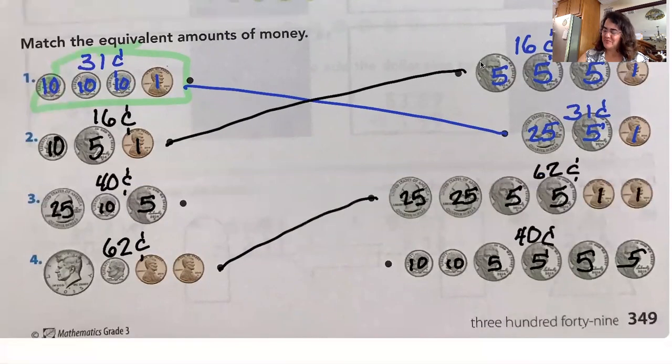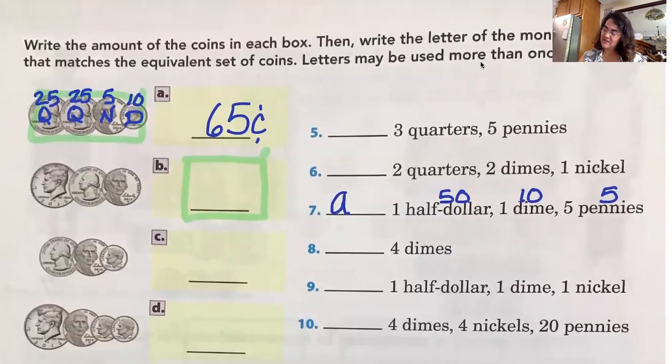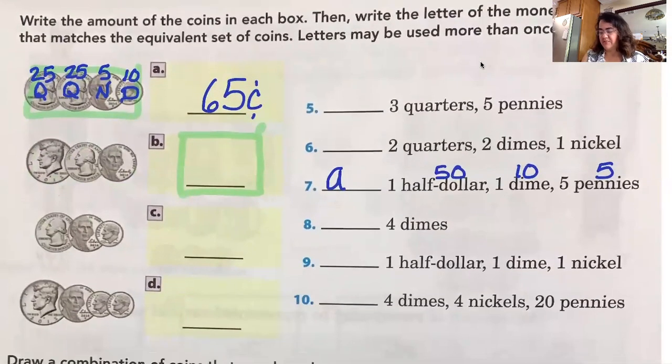Nice job. Turn your paper over. All right, let's count up the money. Are you ready? This big one is 50 cents, 25 cents, and 5 cents. I have 50 plus 25 is 75 plus 5 is 80. I guess I should put that over here, 80 cents.